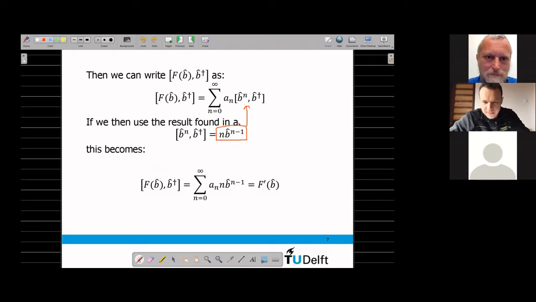Sorry, let me do it again. So we substitute the commutator, this commutator here, and this expression will appear here with the coefficient a_n. And we notice that this is just the derivative, right? If we have a polynomial, this is just the derivative with respect to this B operator.